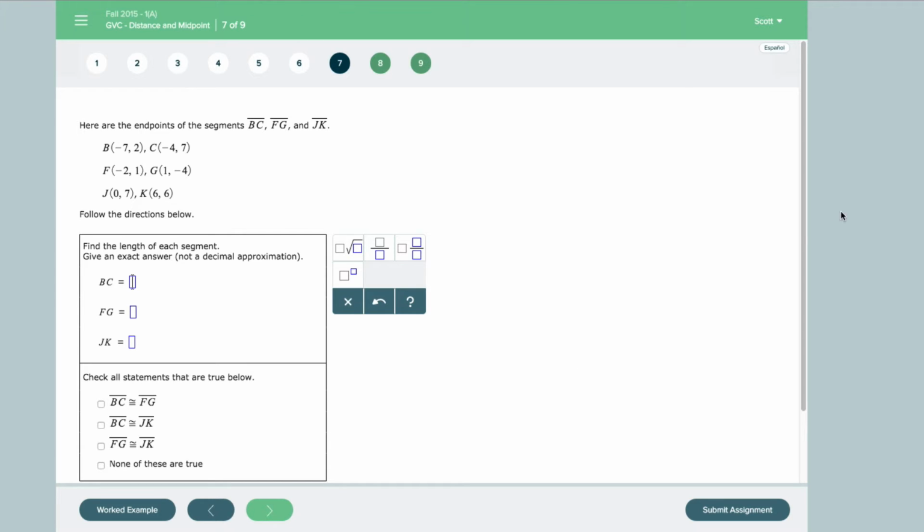Number 7, same thing. We're finding the length of each segment. So x minus x. And we have negative 7 minus a negative 4, or negative 4 minus a negative 7. If I do it that way, it's 3. 7 minus 2 is 5. Square them. Add them together. 3 squared is 9. 5 squared is 25. Add them together, we get 34. Okay, so our first number is square root of 34.